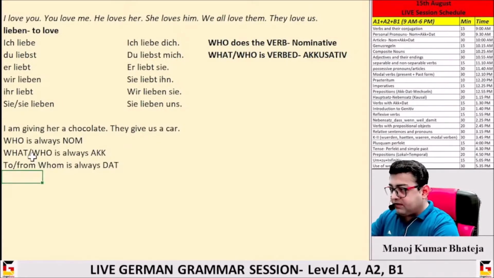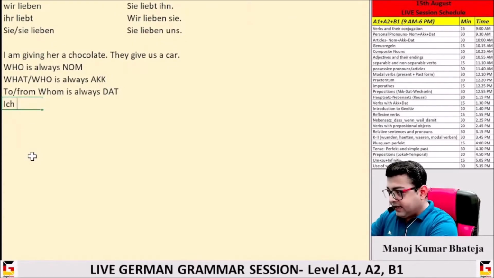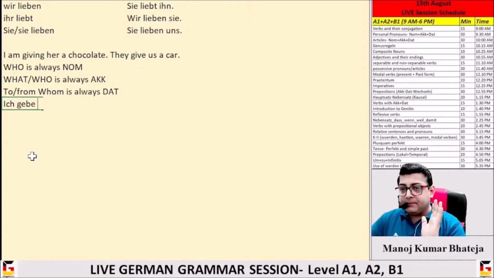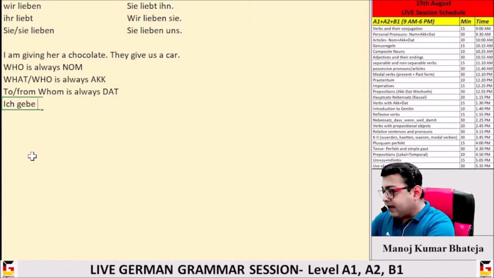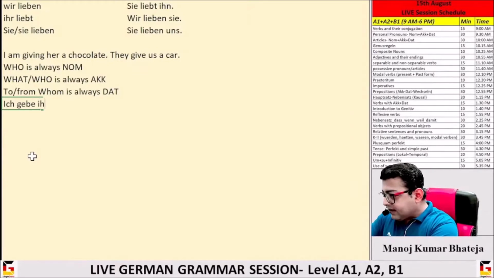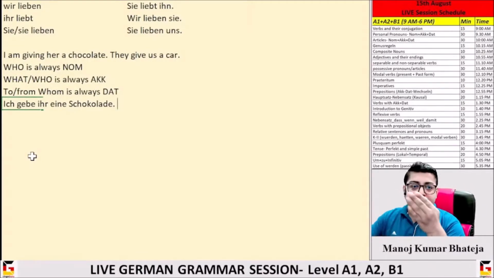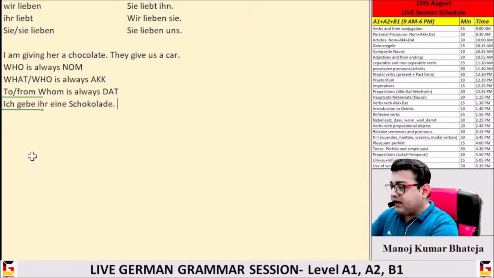So I am giving. Who is giving? It's ich. Give is anyhow my dative verb, because you give something to someone: you give advice to someone, you give chocolate to someone, you give a pen to someone. Give is always a dative verb. Ich gebe ihr eine Schokolade. So we are going to talk about this particular concept later on. When do we put dative, when do we put accusative? There are two rules, NAD and NDA, which we are going to cover in a short while.